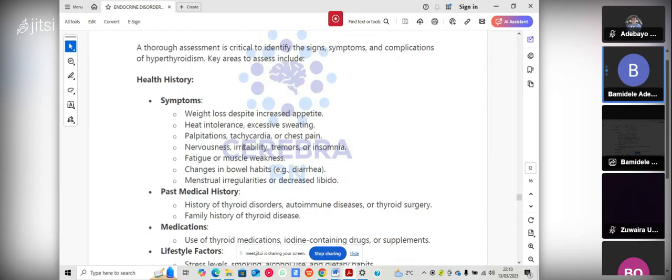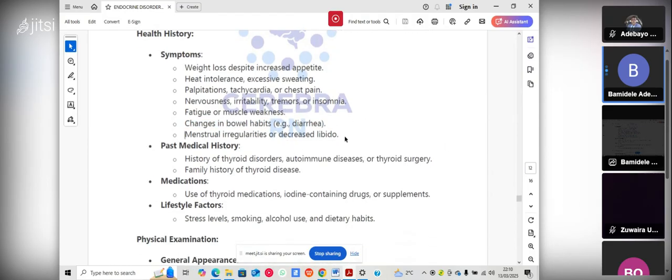And all of this, you should be able to know why these are happening. You should know why there's weight loss despite increased appetite. You should know why there's heat intolerance. You should know why there's nervousness. You should know why there's fatigue or muscle weakness. You should know why there's menstrual irregularities or decreased libido. You should be able to explain all of these symptoms as regards hyperthyroidism. When you know why the patient has all of this, then you can better care for the patient. You can suggest treatment remedies. You can now make a very meaningful nursing intervention.